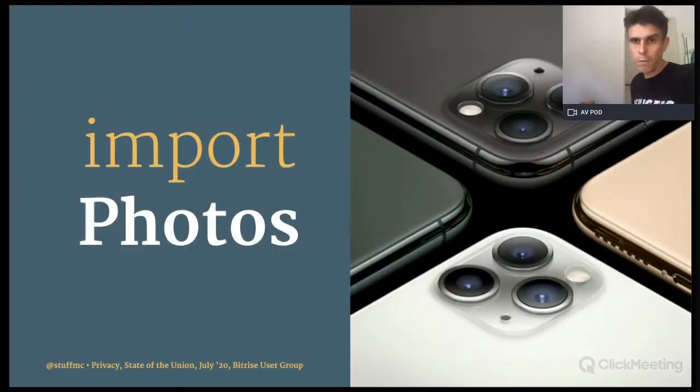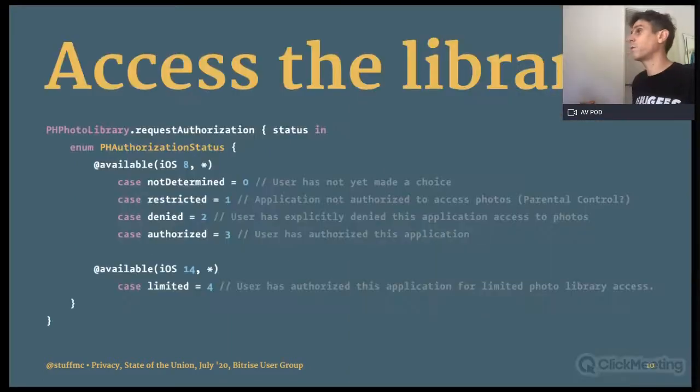So let's start with photos, because if you ask me, the number one thing that a mobile phone needs to have nowadays is a very good camera, and so it's important. So how do you access the library?